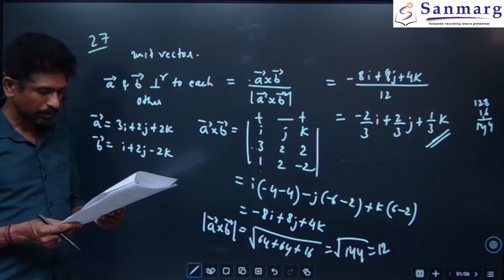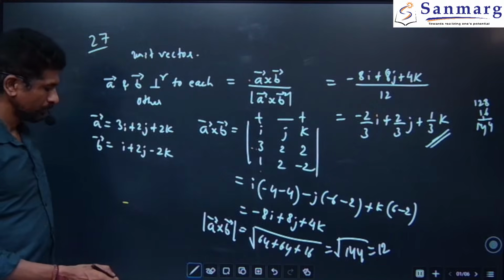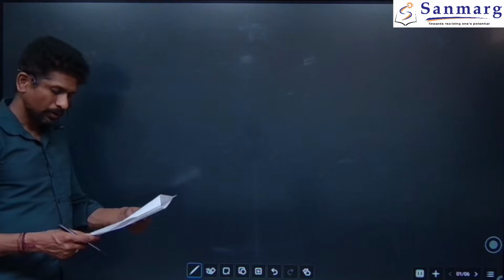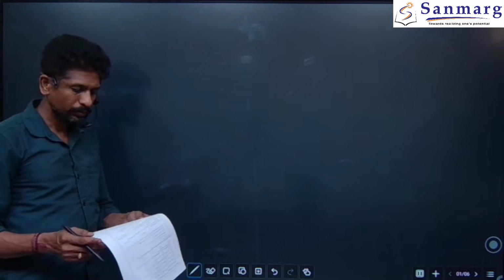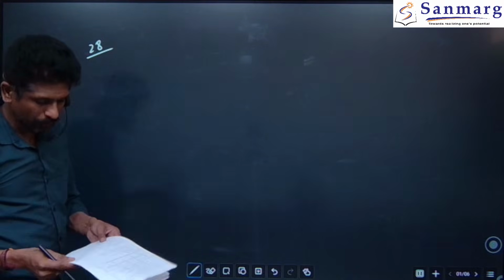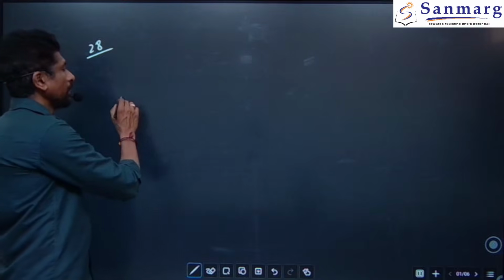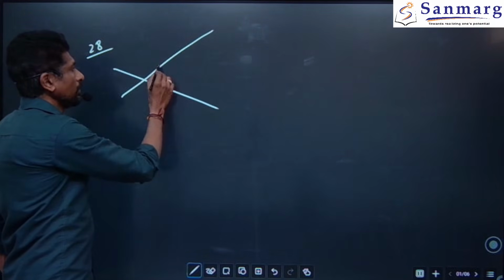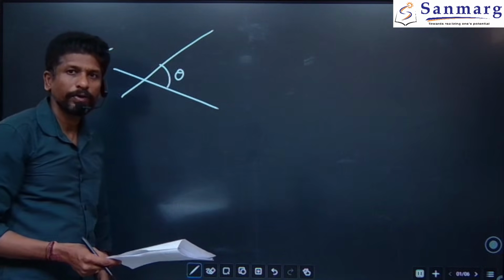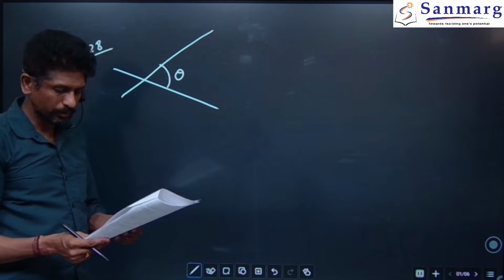So next, you have to find the angle between the pair of lines. Here they will give two equations of lines. 28th question: find the angle between the lines. The two lines are given, and you have to find this angle. The two lines may be given in the vector form or in the Cartesian form.